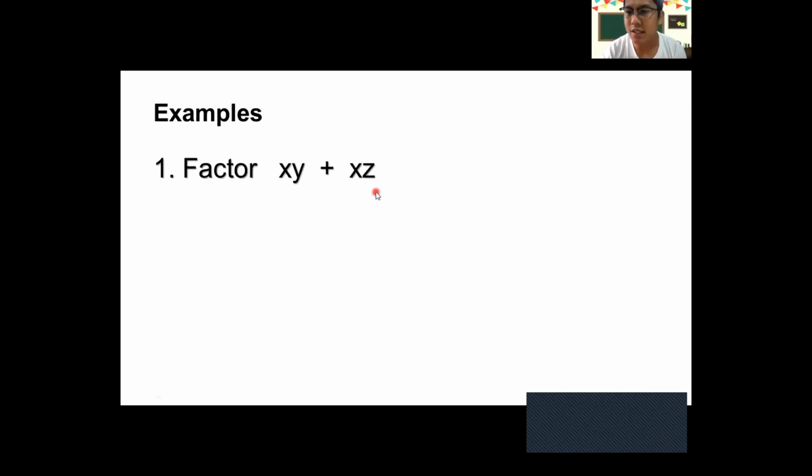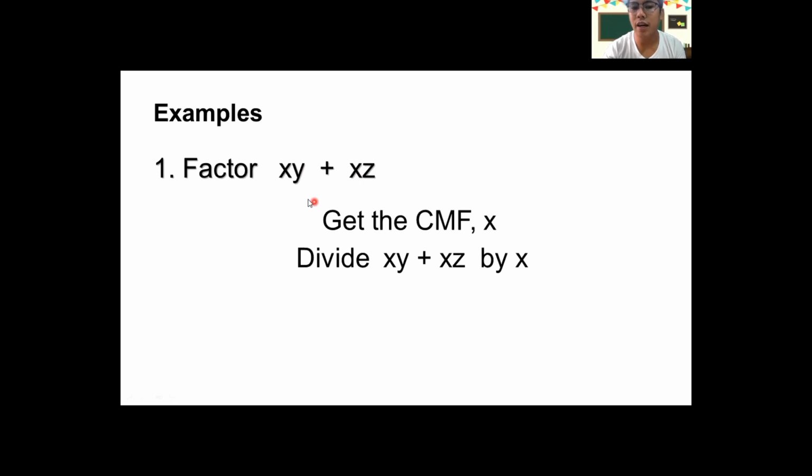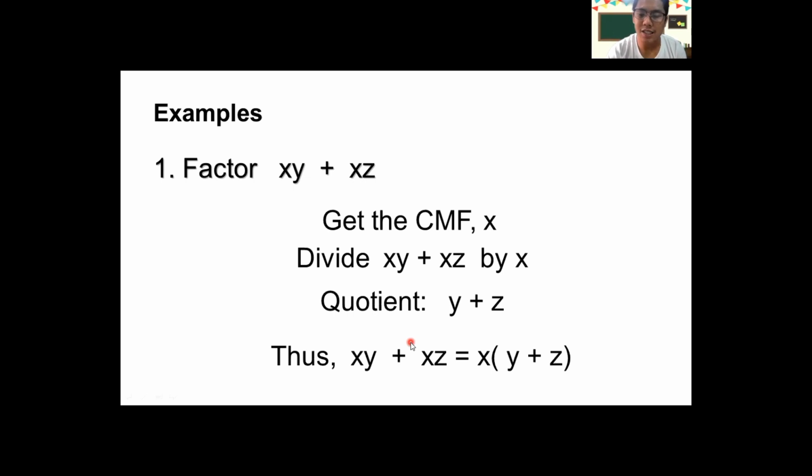And let's have examples. Example number 1, factor xy plus xz. So first is to find the CMF or the greatest CMF. So we have two terms. This is a binomial, and find the common. So the common here is x. Okay, so the CMF is x, and then divide these terms by x. So xy divided by x is y, and xz divided by x is z. So the quotient is y plus z. And thus xy plus xz is equal to x times the quantity y plus z.